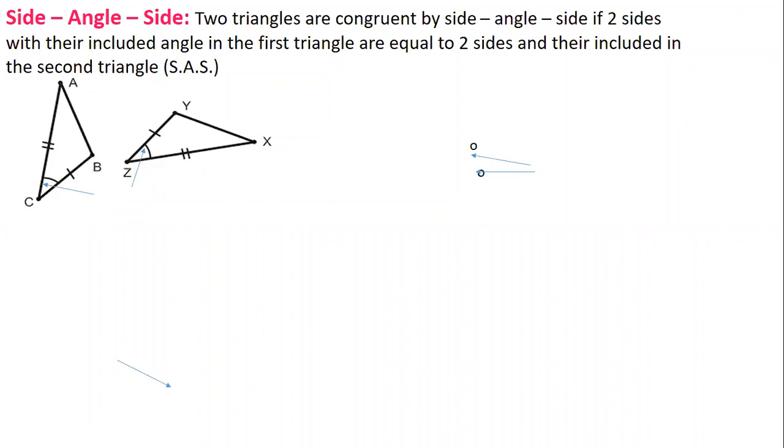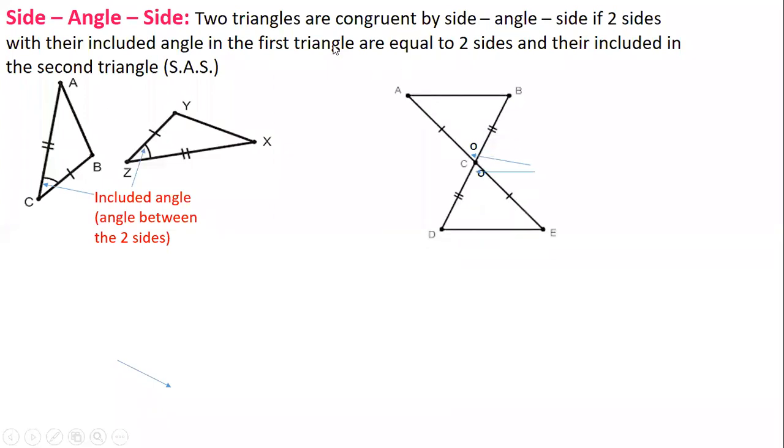ACB. Yes, ACB or BCA. So this is the included angle between the two sides. Also in triangle YZX, I can see that YZ is marked and XZ is marked. So the included angle is here at vertex Z. Who can name it? YZX or XZY. Yes, thank you. It's YZX. Yes, this is correct.